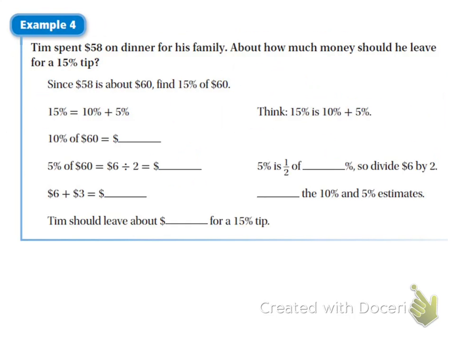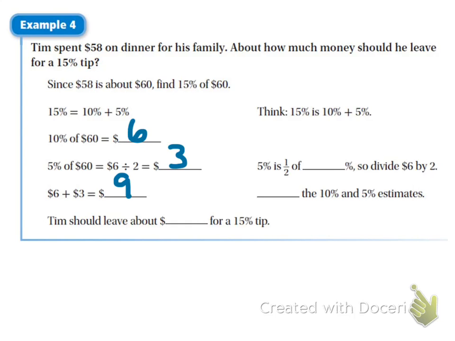Number 4. Tim spent $58 on dinner for his family. About how much money should he leave for a 15% tip? Since $58 is about 60, let's find 15% of 60. So 15% equals 10% plus 5%. So 10% of 60 is $6. 5% of 60, well, what's $6 divided by 2? That's 3. So 6 plus 3 is 9.